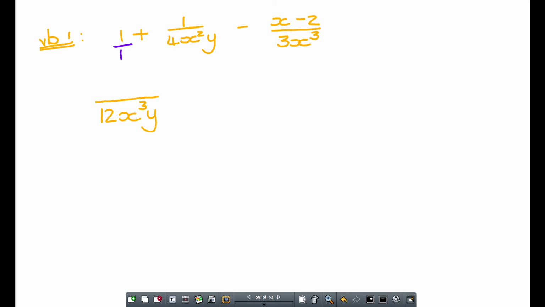Look at the numbers first. I've got 1, 4, and 3. Can you see that the smallest number that all of them can go into would be 12? Nee. Okay? Of as jy nou wil gaan dan 4, 8, 12, 16, 20 en 3, 6, 9, 12. So 12 is my kleinste gemeene veelvoud.